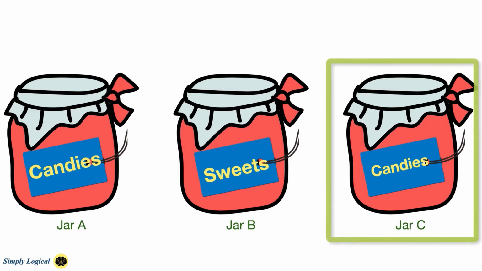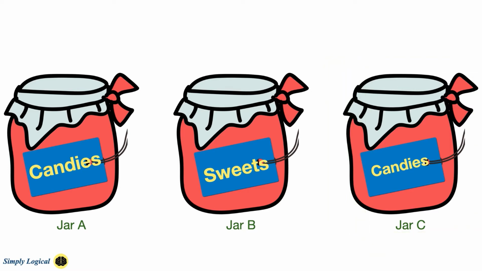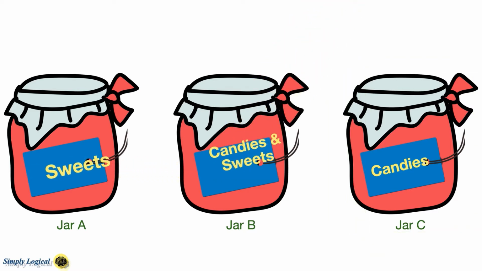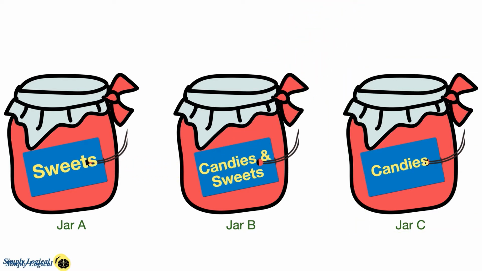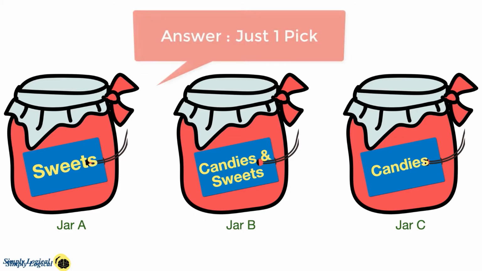Now, since jar C has candies only, jar B can contain sweets or the mixture. But jar B can contain only the mixture because its label reads sweets, which is wrong. Therefore, jar A must contain sweets. Thus, the correct labels are: jar A contains sweets, jar B contains candies and sweets, jar C contains candies. Thus, the answer is that just one pick of an eatable is required to correctly label the jars.